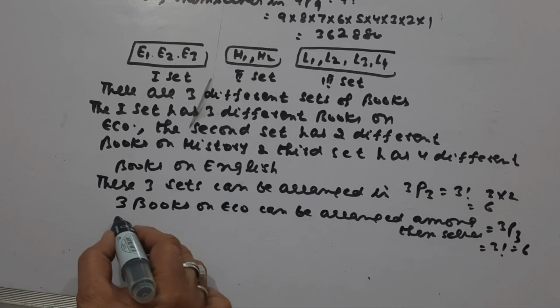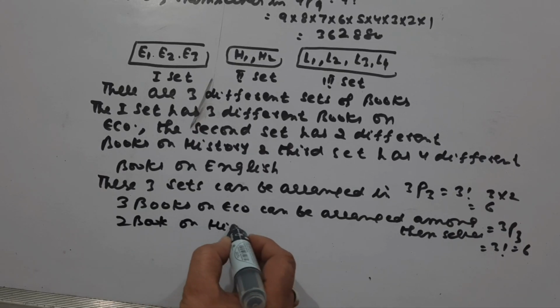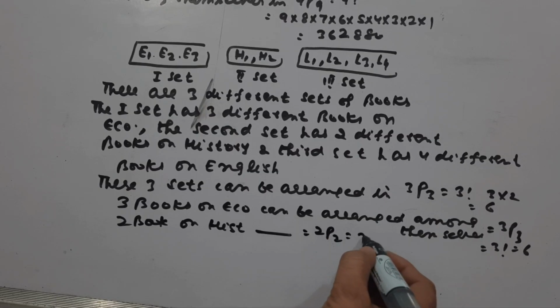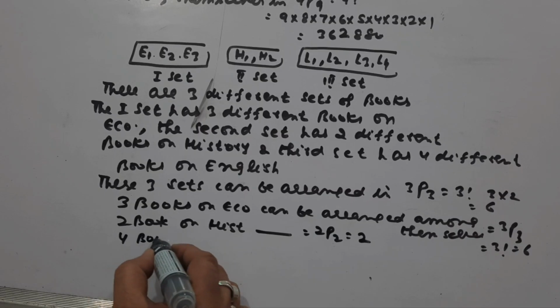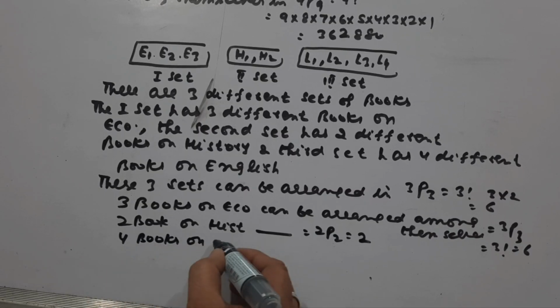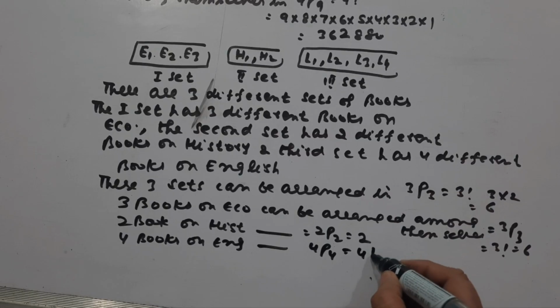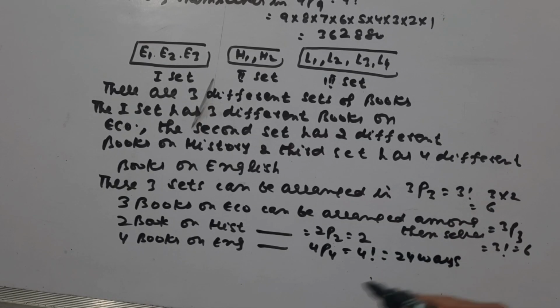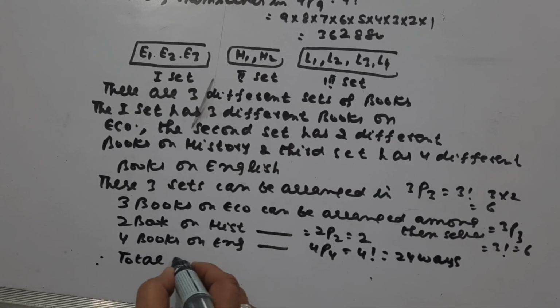Then similarly, two books on history can be arranged among themselves in 2P2 ways, means 2 ways. And four books on English can be arranged in 4P4 ways, means 4 factorial, and 4 factorial is 24 ways, right?